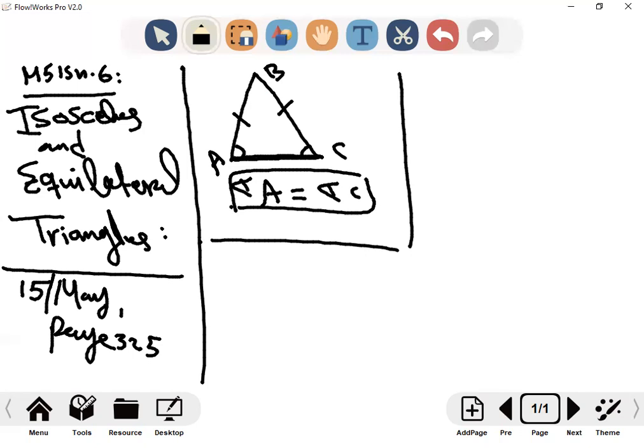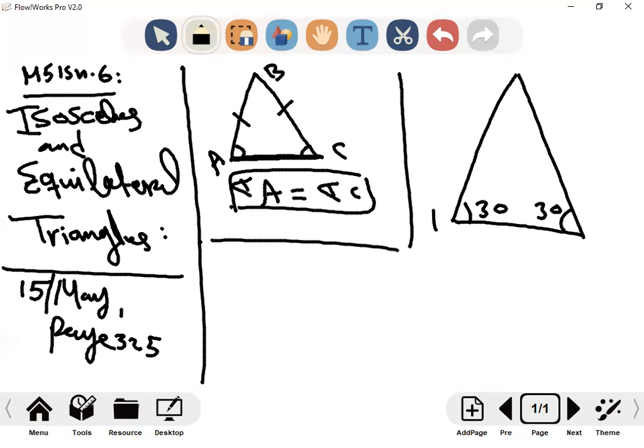Now focus with me. We have something and its opposite. If the triangle is isosceles, then the base angles are equal. The opposite of this is, if the base angles are equal, then the triangle is isosceles. We have if, then. The first one: if the triangle is isosceles, then the base angles are equal. The opposite, switch them: if the base angles are equal, then the triangle is isosceles.